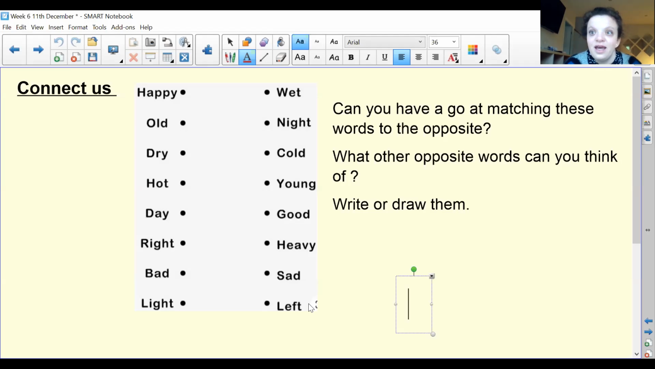Wonderful. And remember, take photographs, take some pictures of these different types of words and the work you're doing and send them over to us at year2@thepalmeracademy.com, and we can't wait to see all the great work you're doing at home. Right, let's move on.